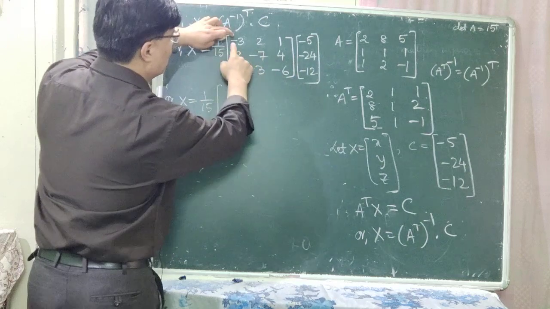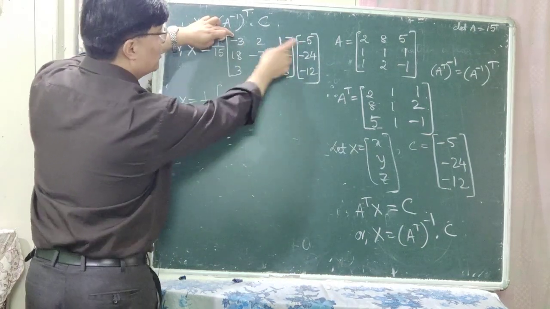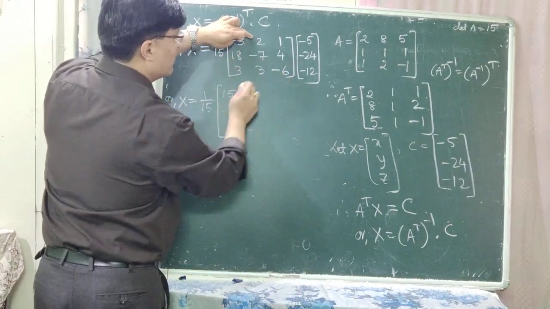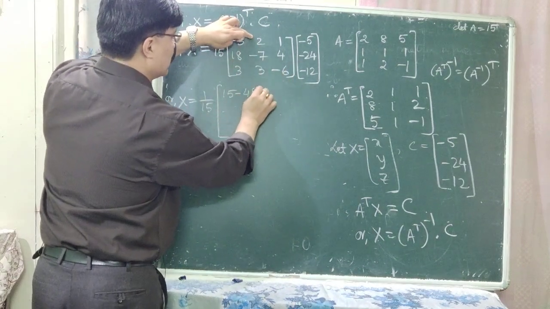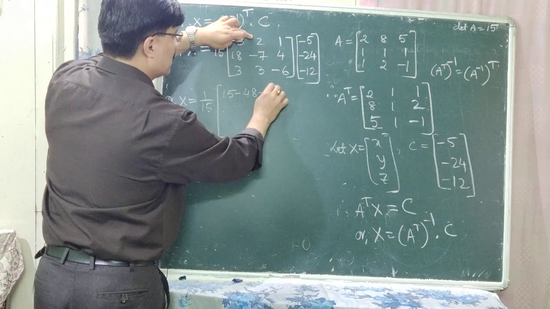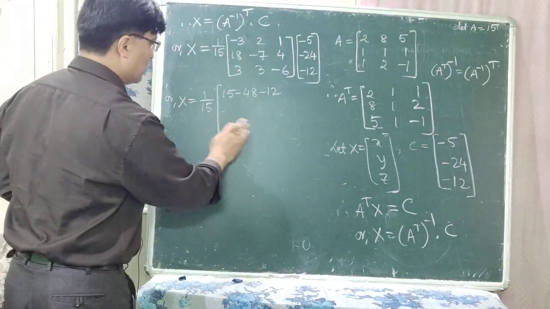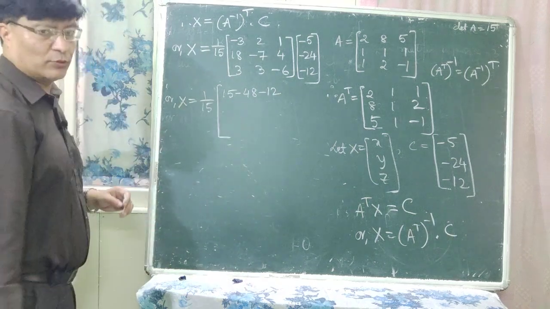First row by first column: minus 3 into minus 5 is plus 15. 2 into minus 24 is minus 48. And this is your minus 12. Is that clear? You know how to multiply two matrices.